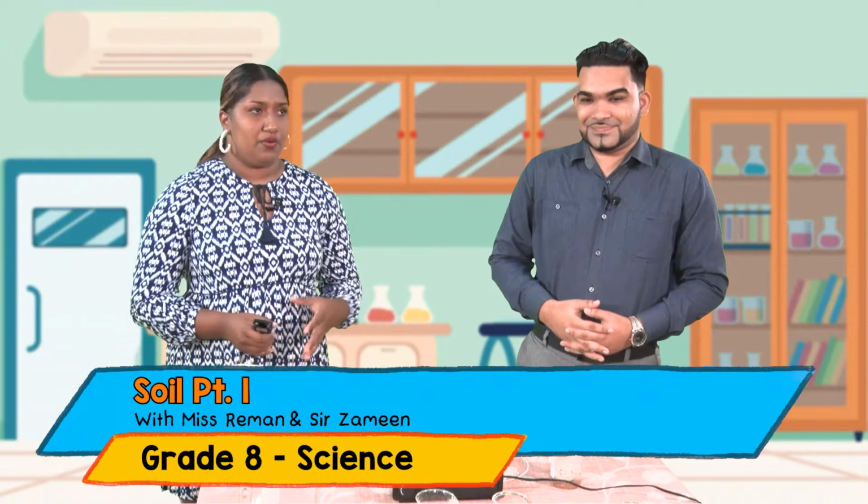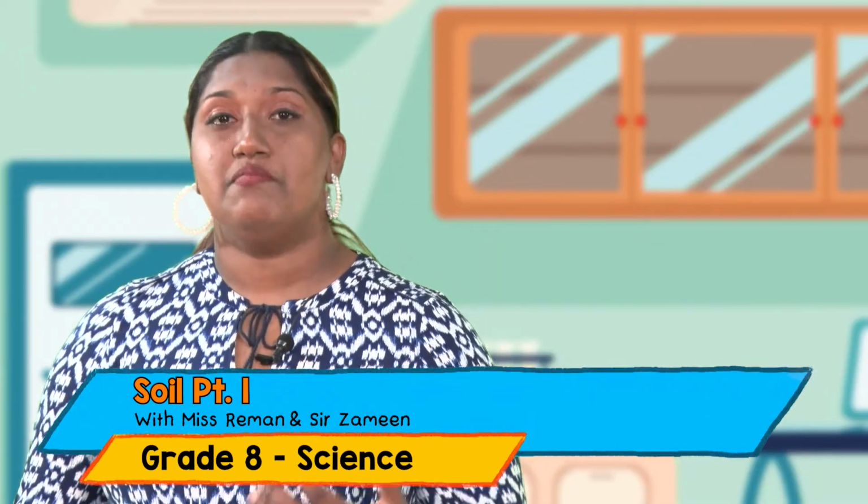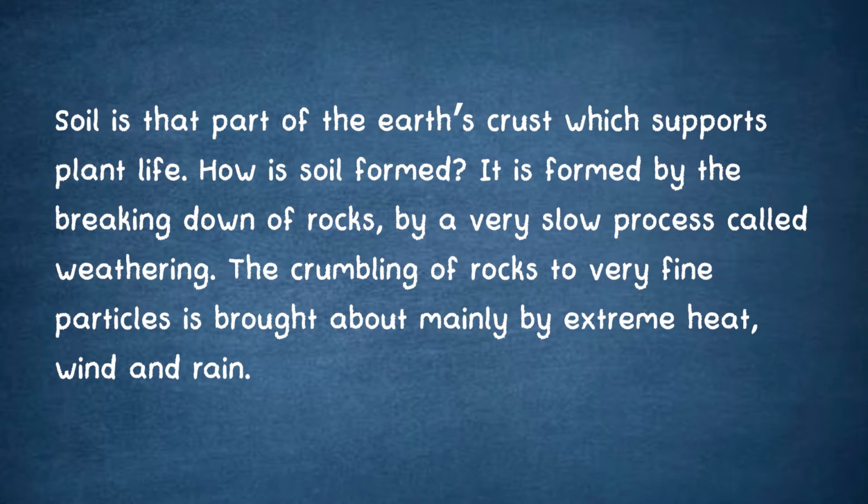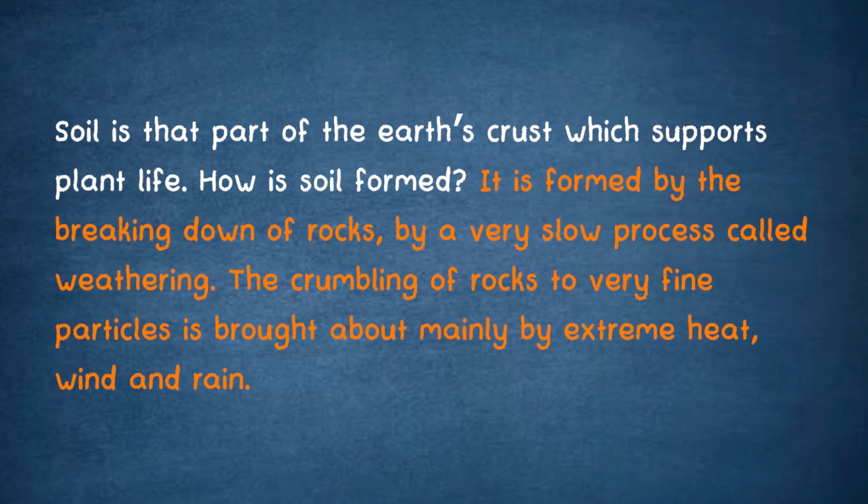Now, boys and girls, we're saying the term soil. What do we mean by the term soil? Now, soil is that part of the Earth's crust which supports plant life. How is soil formed? Can you think about that, boys and girls? When we say soil formation, what do we mean? It is formed by the breaking down of rock by a very slow process called weathering. The crumbling of rock to very fine particles is brought about mainly by extreme heat, wind, and rain.